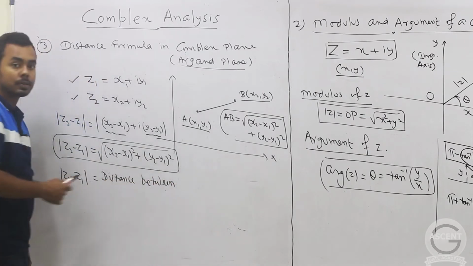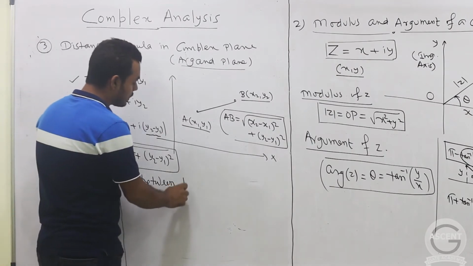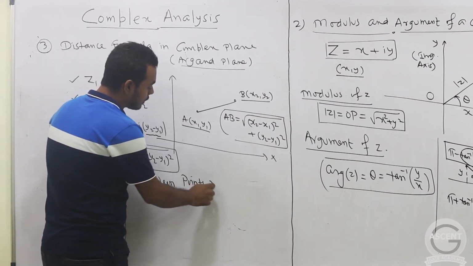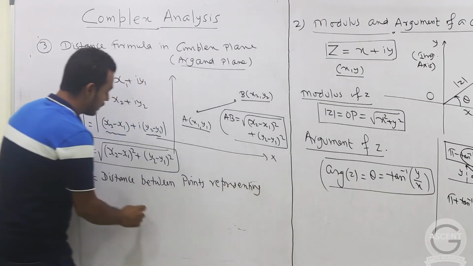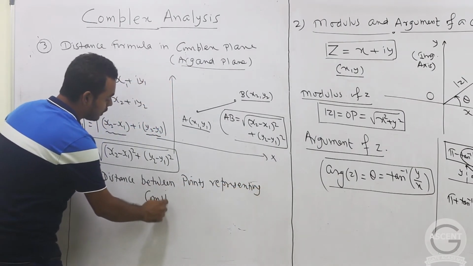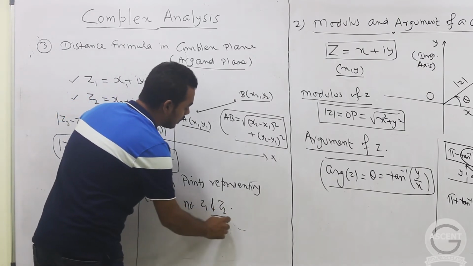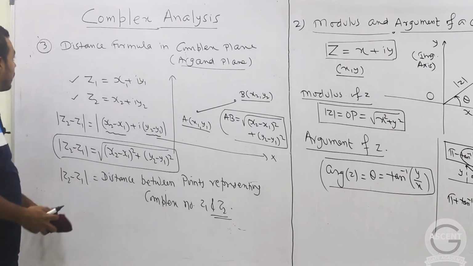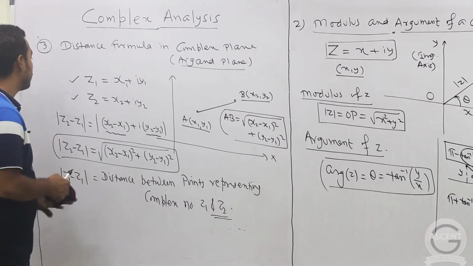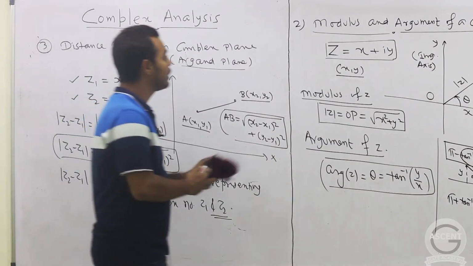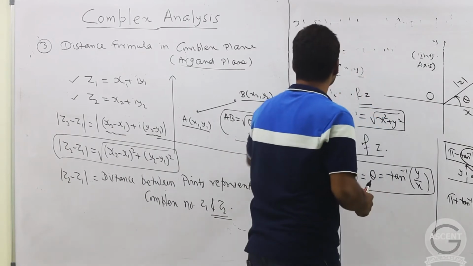From here we will see the equation of a circle. So mod z2 minus z1 is the distance between the points representing complex numbers z1 and z2. So this is a very important result, and this formula is called the distance formula in the complex plane. Now we will see how to get the equation of a circle using this distance formula in the complex plane.